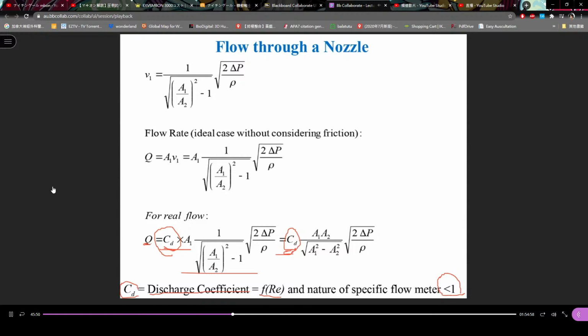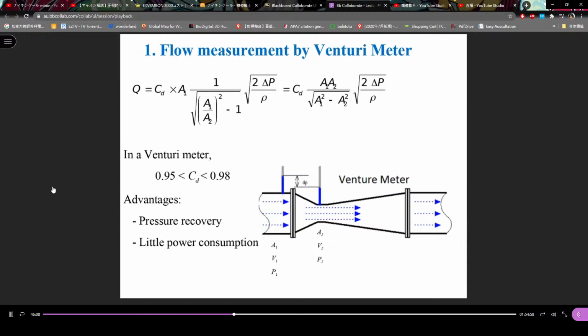You know this basic principle. Similar to other measurement instruments, flow meters always give you a friction factor, discharge factor or discharge coefficient. Similar. And let's introduce the formal name. The first one is the Venturi meter.